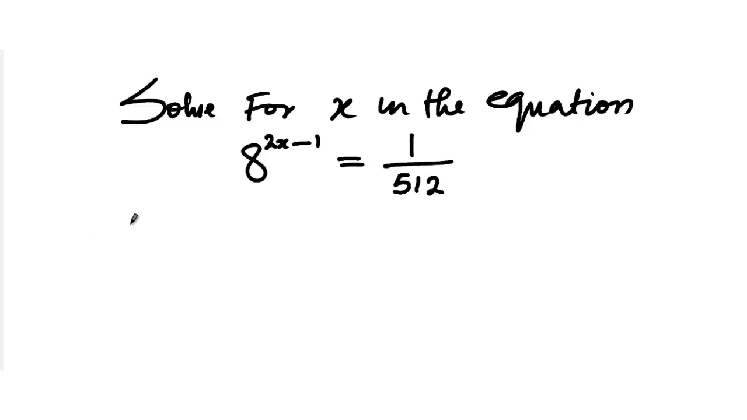Solve for x in the equation: 8 raised to power 2x minus 1 equals 1 over 512. So we can reduce it to the least possible base, as well as 512. But let's do it this way.